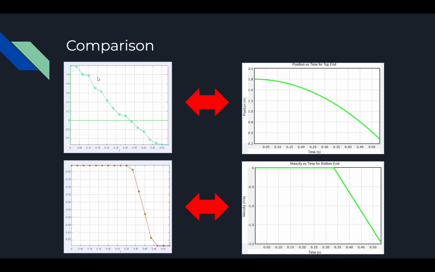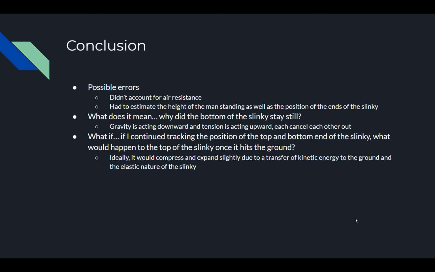So here's a comparison. Basically, the top end would go down at pretty much a constant rate, or actually in here it's accelerating, but the position is going down basically. But then for the bottom end, the position would stay still until the velocity would change, and then the position would decrease. So some possible errors in this experiment were that I didn't account for air resistance, and I had to estimate a lot of the heights and lengths of the position of the ends of the slinky, as well as the height of the man standing.